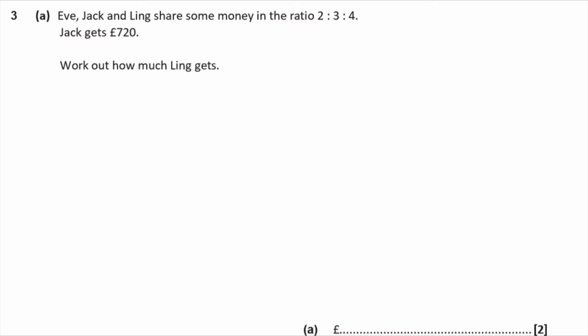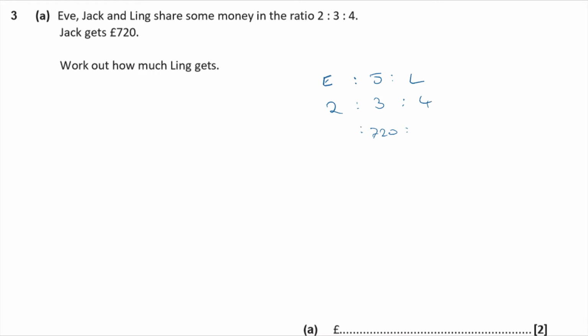Question 3a. Eve, Jack and Ling share some money in the ratio of 2 to 3 to 4. Jack gets £720. Work out how much Ling gets. Okay, so we've got Eve, Jack and Ling in the ratio of 2 to 3 to 4. And we know that Jack, which is the middle column, gets 720. We want to know what Ling gets.